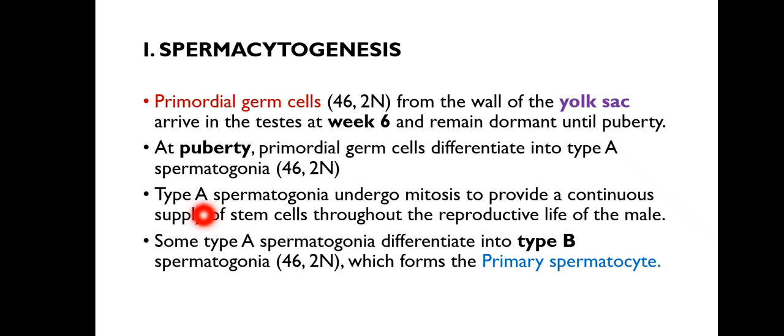So we are saying that some type A spermatogonia differentiate into what we call type B spermatogonia. And this type B spermatogonia still has 46 chromosomes, or 2N, which is the diploid number of chromosomes. Now, this type B spermatogonia is the one that forms what we call the primary spermatocyte. I repeat, on this slide you have primordial germ cells that originate from the walls of the yolk sac and reach the testes at 6 weeks of fetal life.